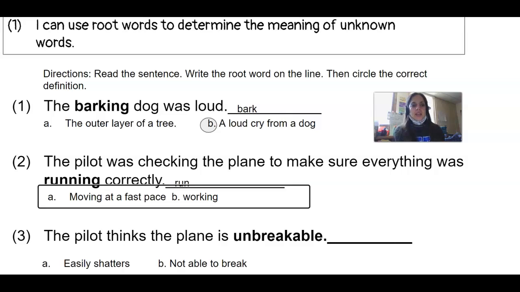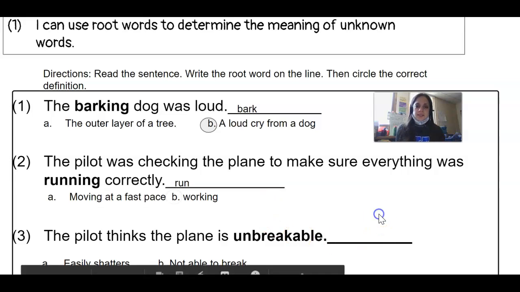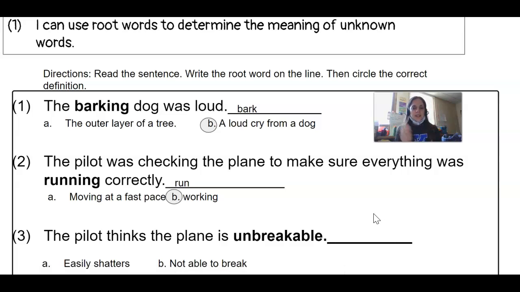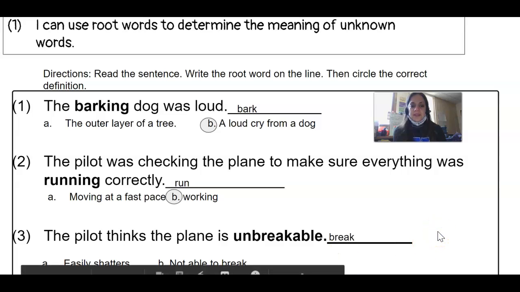A, moving at a fast pace, or B, working. Let's check your thinking. Working. All right, last one, number 3. The pilot thinks the plane is unbreakable. What do you think the root word is? Look inside of that word. Let's check your thinking. Break.